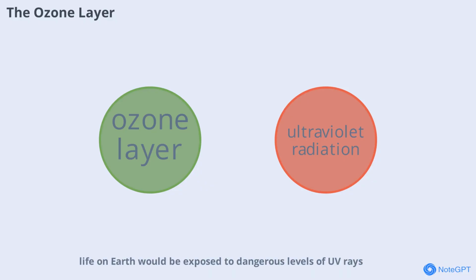Without the ozone layer, life on Earth would be exposed to dangerous levels of UV rays, increasing the risk of skin cancer and harming plants and animals. Let's see how ozone is formed and why it's so important for life.